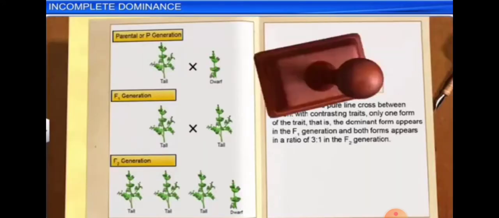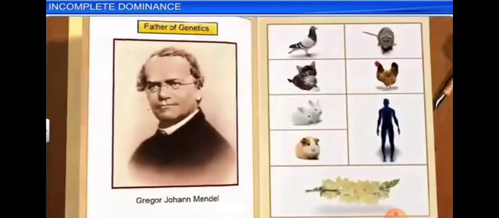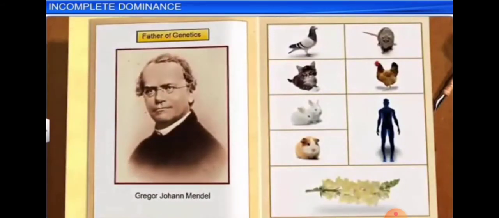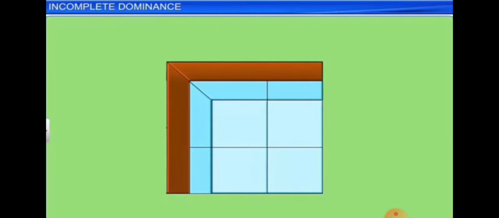However, it was discovered that the law of dominance did not hold true in all cases. That is, Mendel's laws were not universal in occurrence. To understand this better, let us study the experiment conducted on snapdragon plants. A true breeding, pure line red flowered snapdragon with genotype capital R capital R was crossed with a true breeding white flowered snapdragon with genotype small r small r.